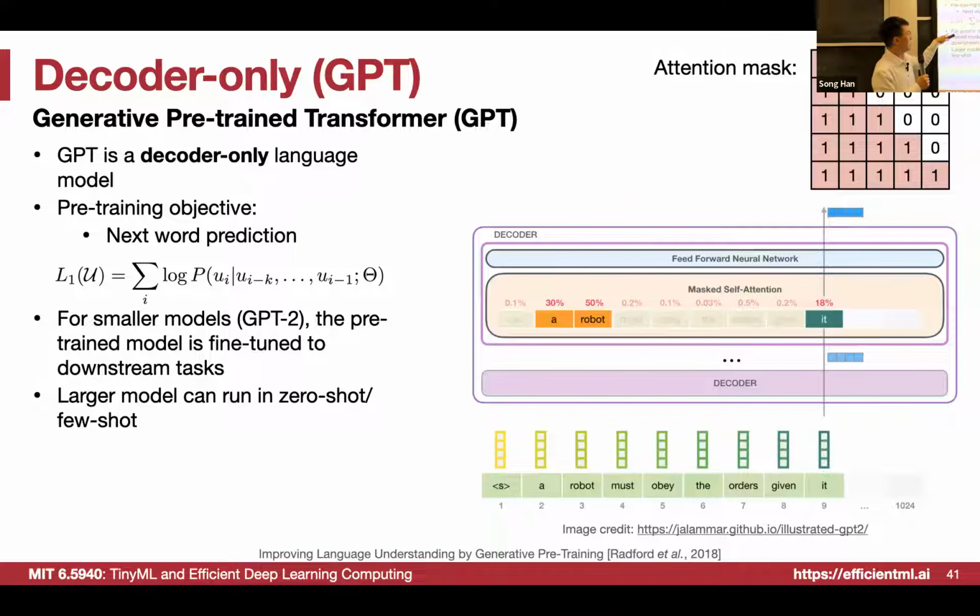And also we can use two ways. We can either fine-tune the pre-trained model to a downstream task, or we can have a larger model work in a zero-shot or few-shot manner, which doesn't require fine-tuning if the model is large enough. We are going to cover several examples later. So basically it's just next word prediction.